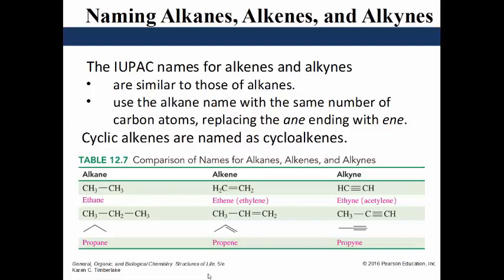Alright, naming alkanes and alkenes and alkynes. Now the rules for naming alkenes and alkynes are very, very similar to the process for alkanes, but you are replacing the ending with "ene" and "yne" instead of "ane". So for example, ethane, these are all single bonds here, but if you have a double bond between the carbons, it's now ethene. If you have a triple bond, ethyne.